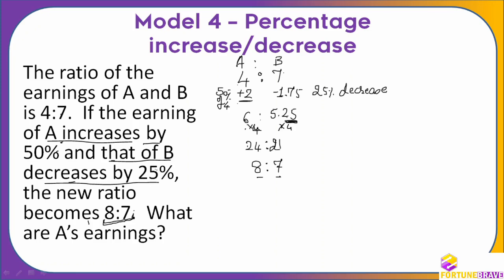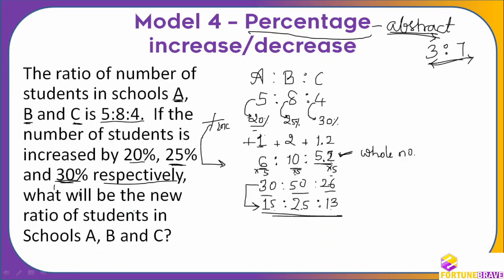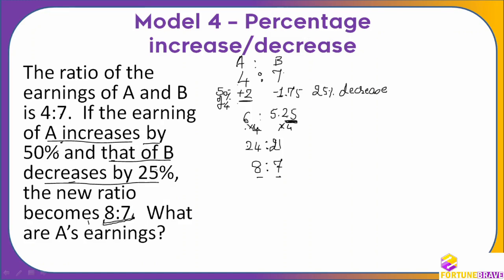Now try to understand. If you go to the previous question, there was an increase in the number of students and they had asked the ratio, because ratio is an abstract value, percentage is an abstract value. I can find out ratio, I can find out even percentage. But in this question, they have asked the actual earnings. To get an actual earning, I need at least one actual value.